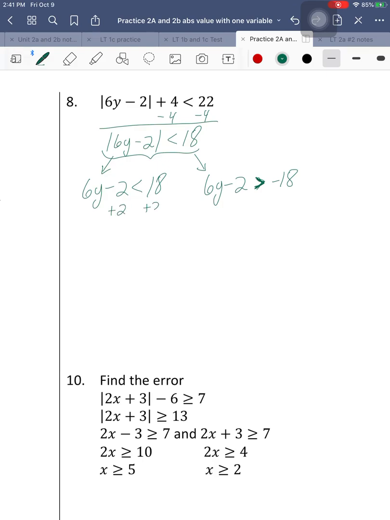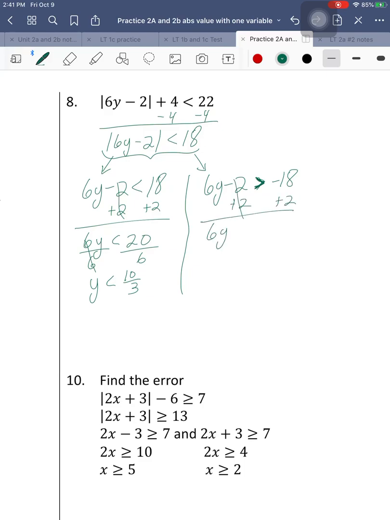All right, so next, add 2. I'm solving both of them. I keep saying just. I am solving both inequalities. So y is less than, I'm going to reduce that down to 10/3 over on the right side. For the other one, we divided by a positive 6, so I am not going to change the inequality. Reduce that down to negative 8/3.